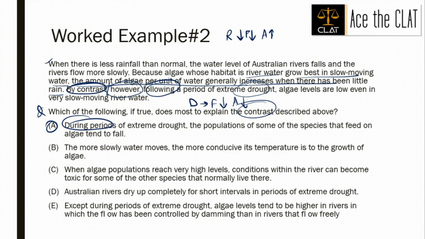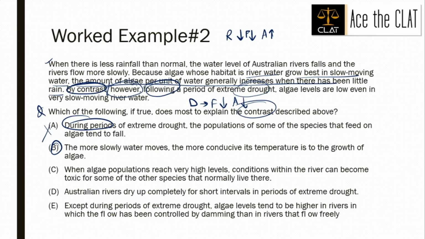The population of some of the species that feed on algae tend to fall. Granted, ये भी granted कि population of some species that feed on algae tend to fall because algae की population कम हो जाती है, but it does not explain कि क्यों drought के बाद algae की population कम होती है. Okay, that is why it is not our correct option. Let us look at B.